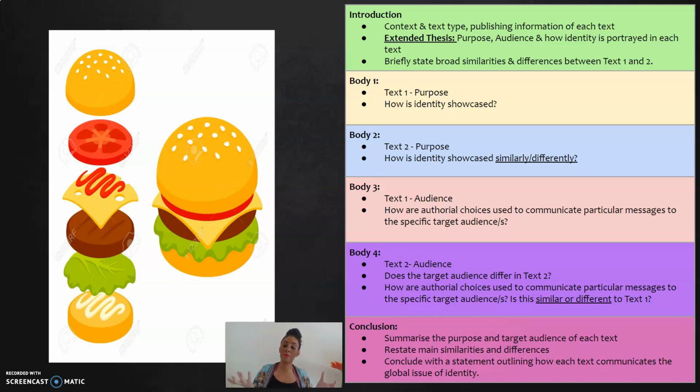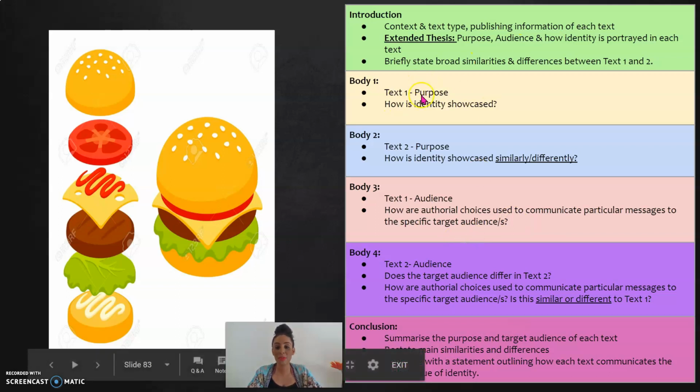And then in body paragraph 4, you're also doing the same thing, but you're saying, in comparison to text 1, text 2 is aimed at, perhaps, people who are migrants or immigrants. And this is clear in the language that's used in stanza 1, where the poet says, blah, blah, blah, okay? And you would insert your quote there. The next thing you do in that paragraph, I'm still on body paragraph 4, is that you need to say, and this is where you do that when you're explaining your evidence, is there any difference when we compare that to how authorial choices are used to communicate a message to the audience in text 1, okay?